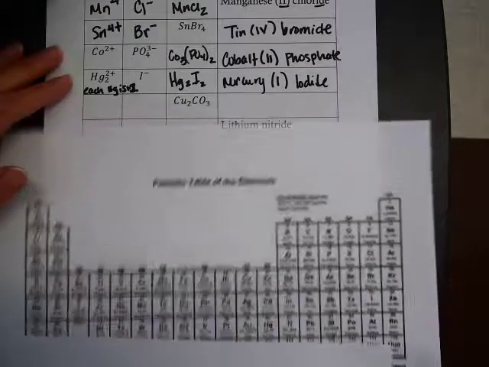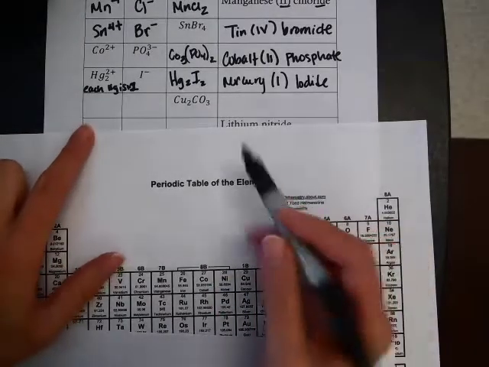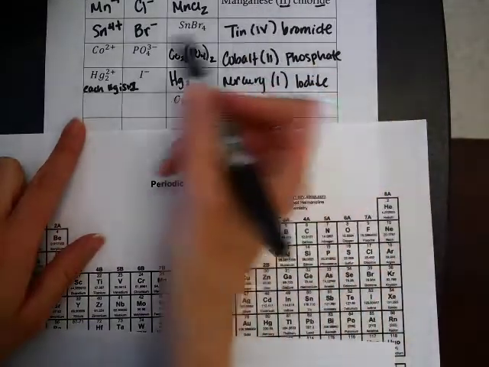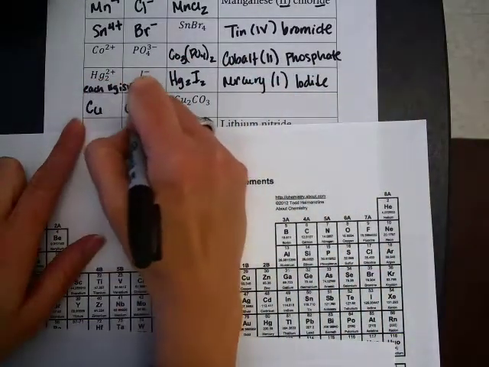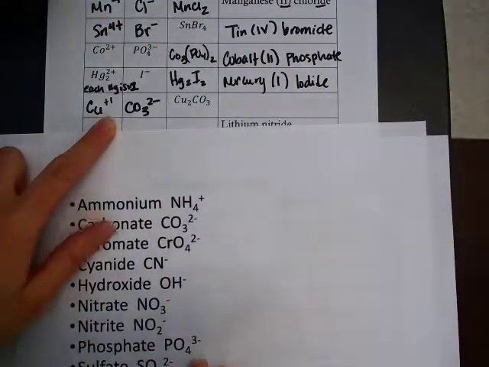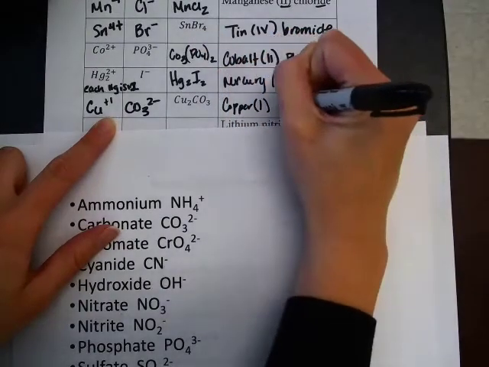That's a tricky one. Okay, let's go back to a more straightforward one. Here's copper and carbonate. Copper is a transition metal. I can figure out the charge of this copper by the fact that carbonate is a -2, and there's 2 coppers. It means it must have been a +1. So then when I write it, it's copper, Roman numeral 1, carbonate.